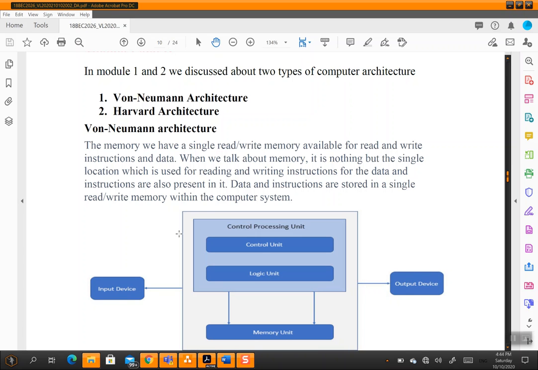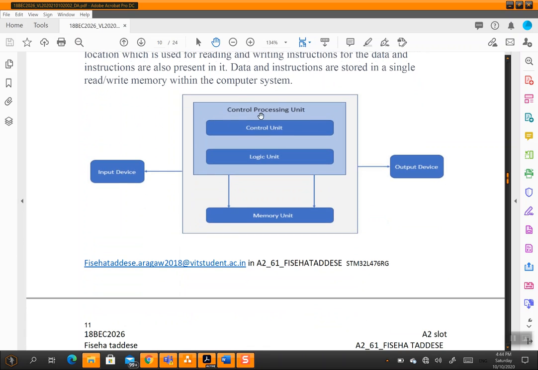and data. When we talk about memory, it's nothing but a single location which is used for reading and writing instructions and data; the instructions are also present in it. As you can see, the control unit and the logic unit lie in the same place, and we have an input device, an output device, and a memory unit. So this is the von Neumann structure.